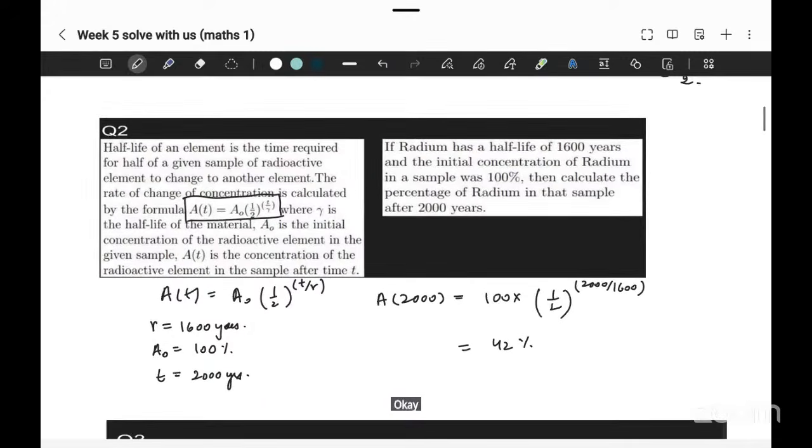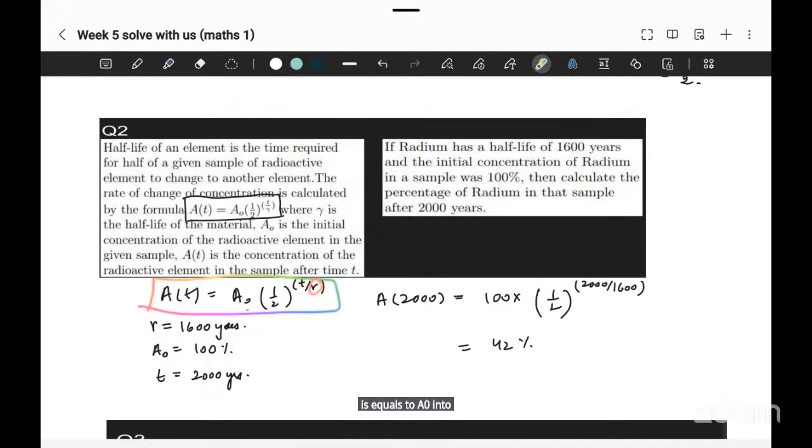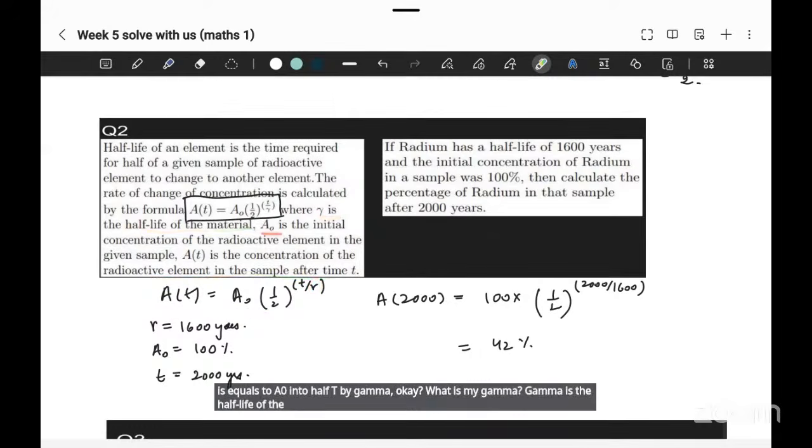Okay. So basically, what is the question? The question has given us the rate of change of concentration with a formula. So this is my formula, that is A_t is equal to A naught into (1/2) raised to the power t by gamma. What is my gamma? Gamma is the half-life of the material. A naught is the initial concentration. And A_t is the concentration of the radioactive element in the sample after time t.